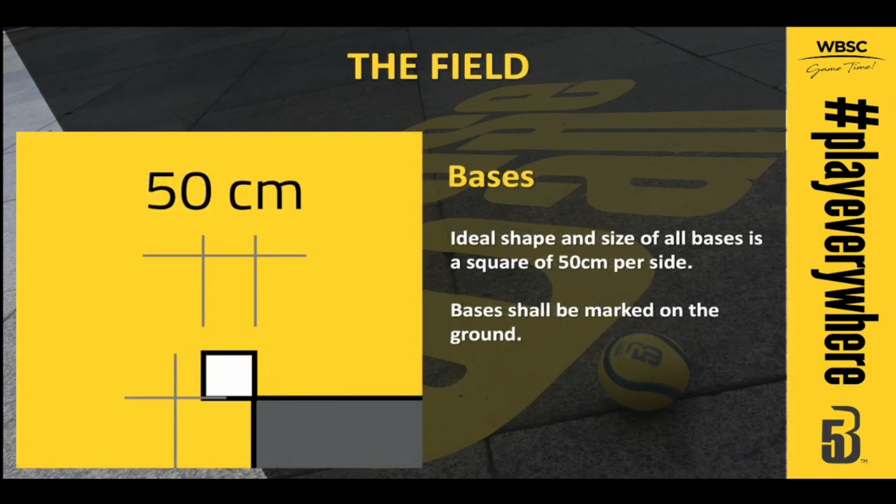Now let's have a look at the bases. The ideal shape and size of all bases is a square of 50 centimeters per side. Unlike baseball and softball, the bases are simply marked on the ground. They can be taped or painted. They are not physical cushions like in baseball and softball.